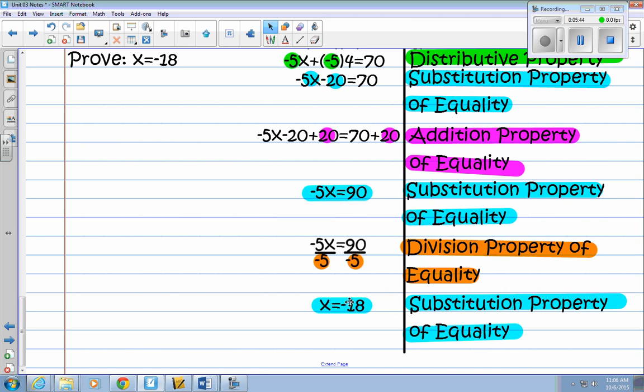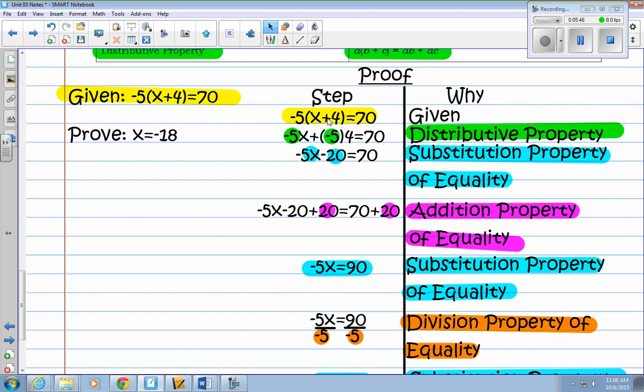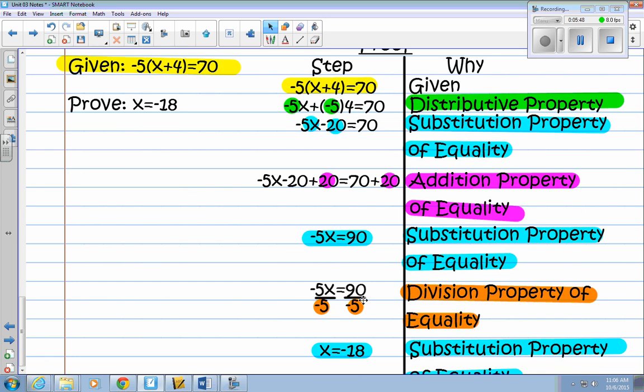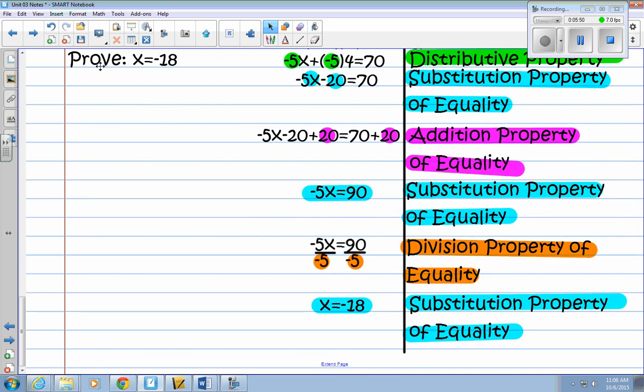So our first step is always going to be what we're trying to prove, and we're going to go through the steps of solving until we get to our answer, or what they wanted us to prove or end up with.